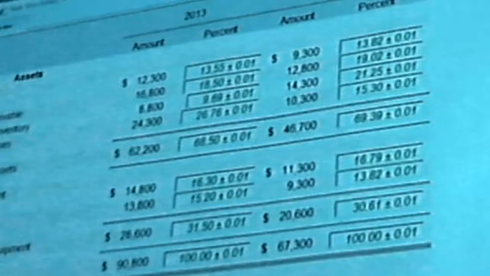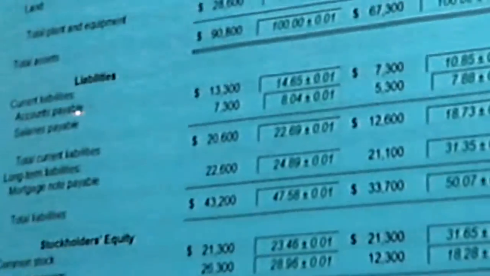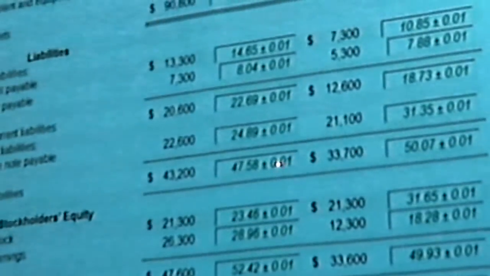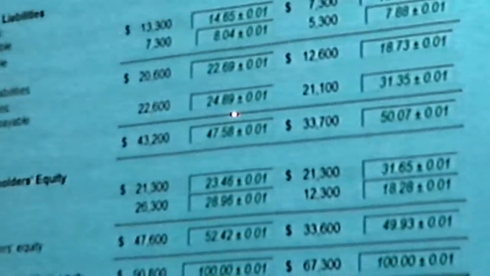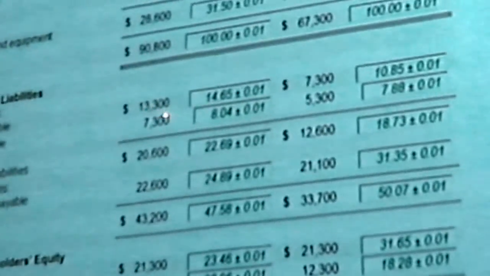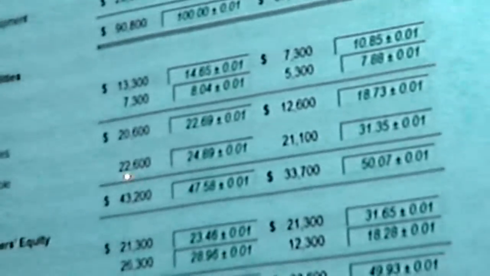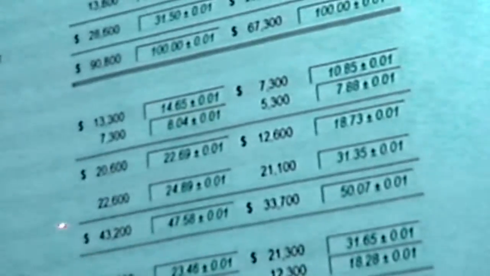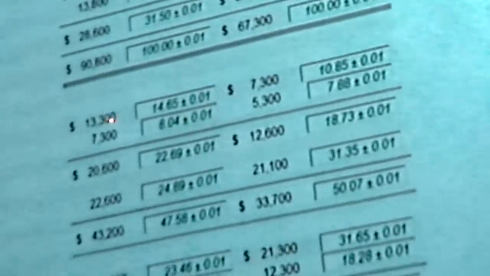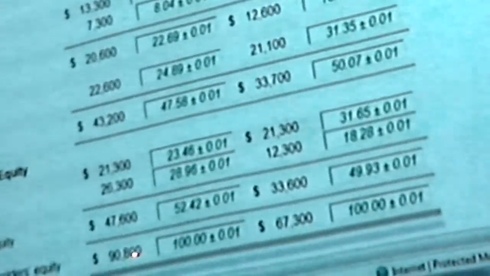And the beauty of it is that when you get to liabilities and owner's equity, you do what? The same thing. Is it exactly the same thing? Be careful. Well, you divide 13,300 by 90,800, the total liabilities and owner's equity. You do not divide by total liabilities. So, for instance, 13,300 in accounts payable divided by 90,800.